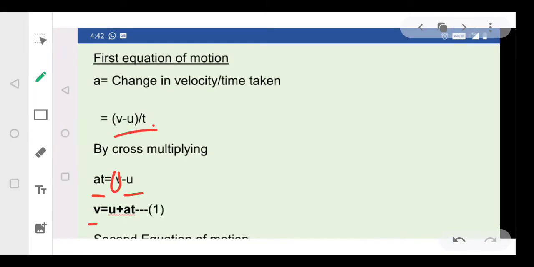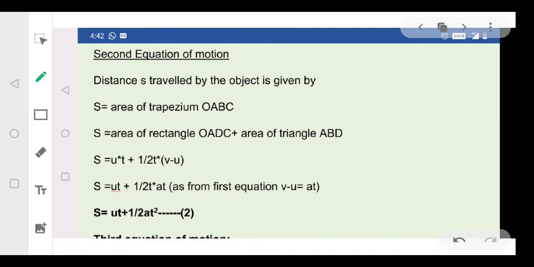Now let us come back to second equation of motion. As I have explained you that distance is the area of rectangle OADC and area of triangle ABD. So s is equal to u into t, which was the area of rectangle, and half t into v minus u, which is the area of triangle.